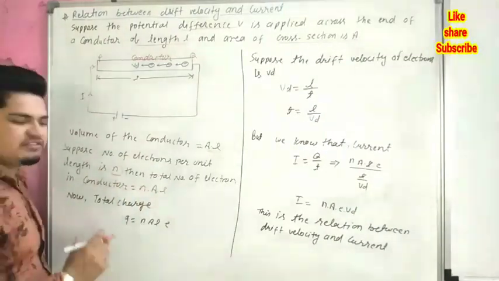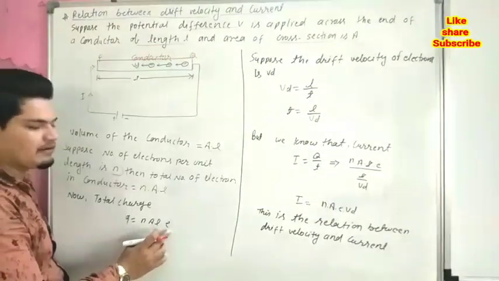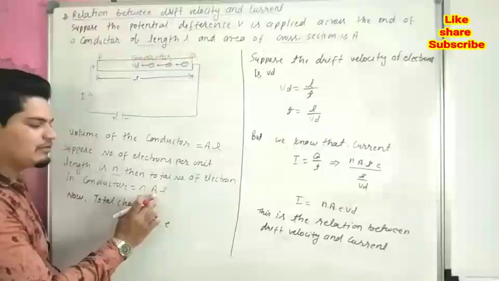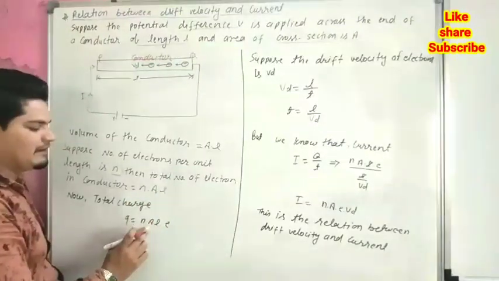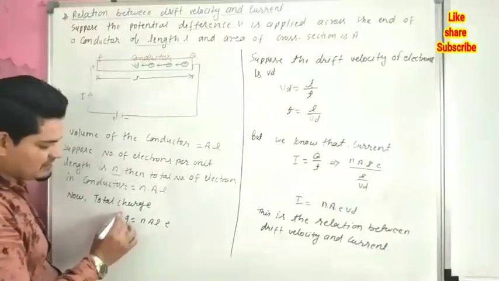So we write the charge here. Charge is the number of electrons into the charge of one electron. So the number of electrons is n into A into L, and the charge of one electron is e. So the total charge is n into A into L into e.